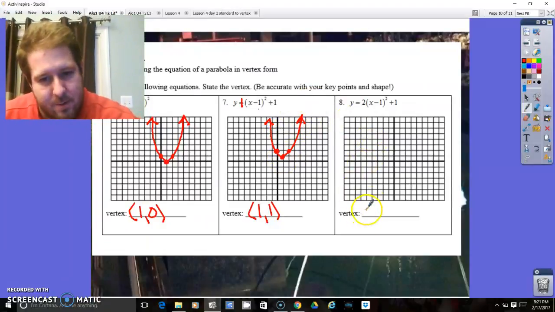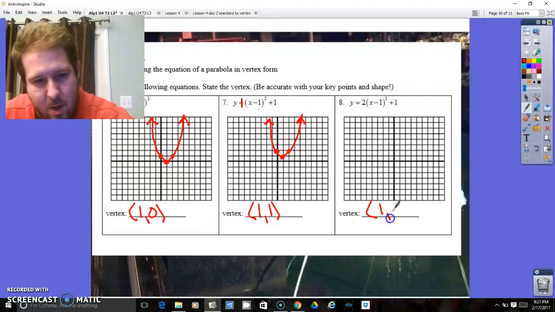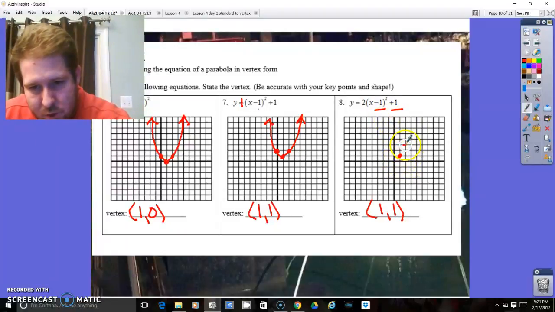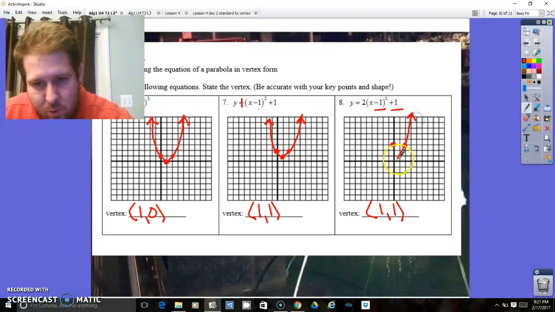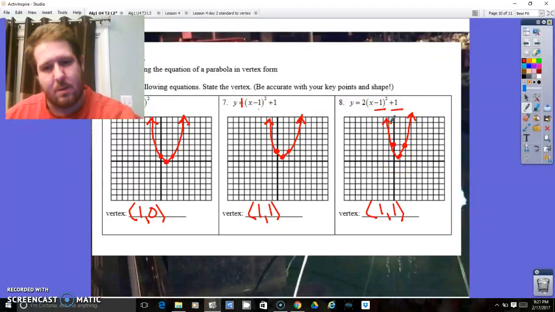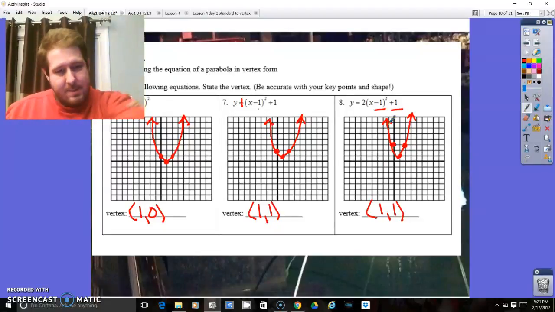Last question. The vertex this time is at 1, 1 also. A lot of 1, 1s here. So 1, 1. Remember, it's the opposite. But this time it's got an a term of 2, so the next term is 2 above. You're going to notice that the fact that it's 2 up is going to make it look just a little bit skinnier. All right, that seems to be it.